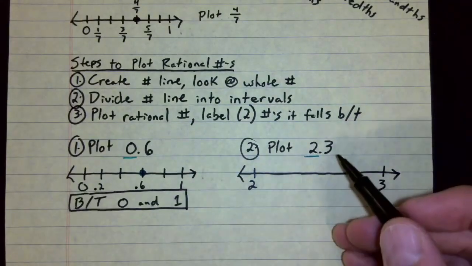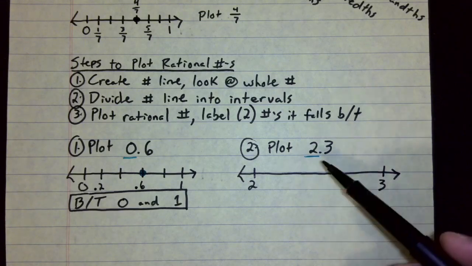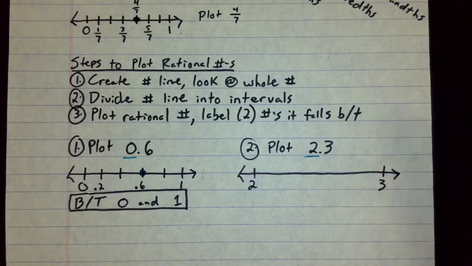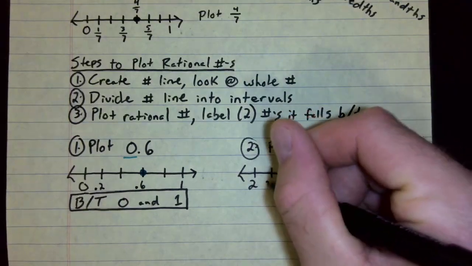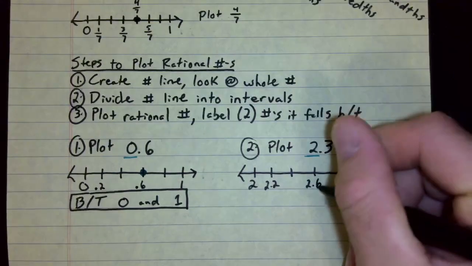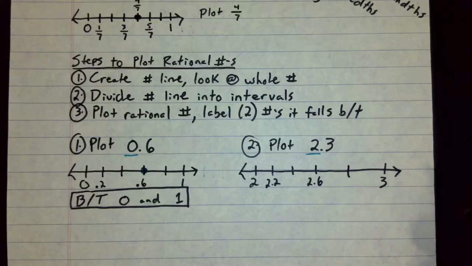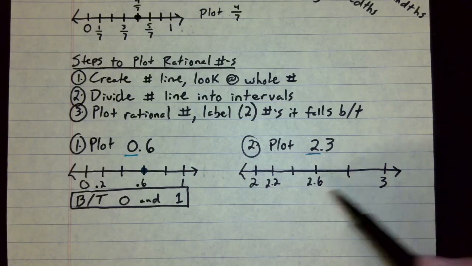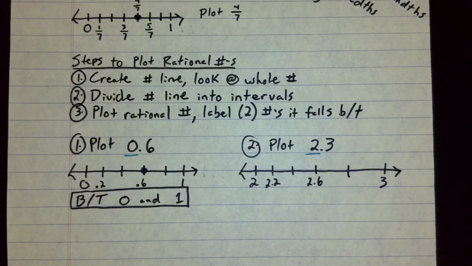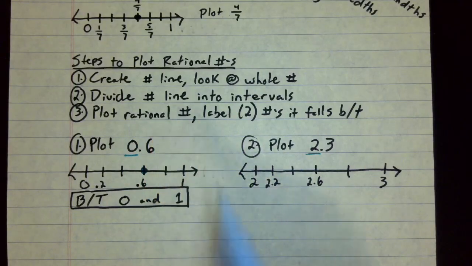All right, so to get to 3/10, we can split that up into nice and even 2/10s: 2 and 2/10, 2 and 4/10, 2 and 6/10, 2 and 8/10, and 3. Try to keep that as evenly spaced. We just divided into intervals. Step three is plot the rational number and label the two numbers it falls between.